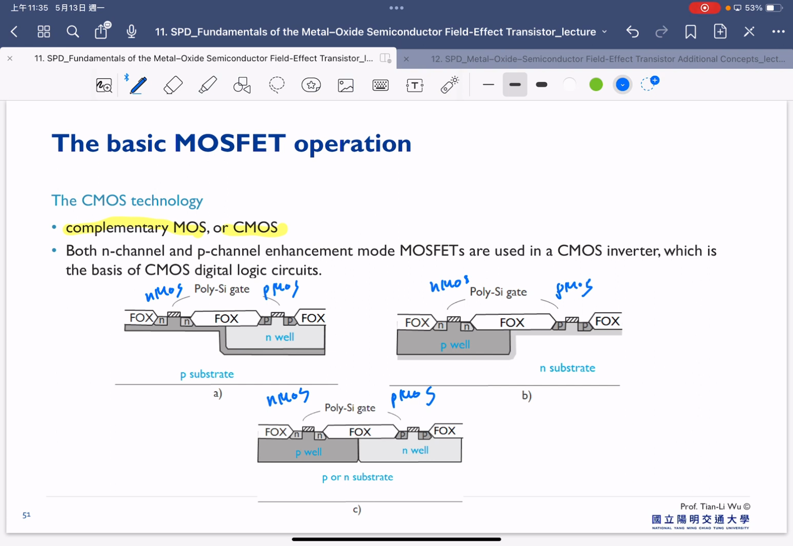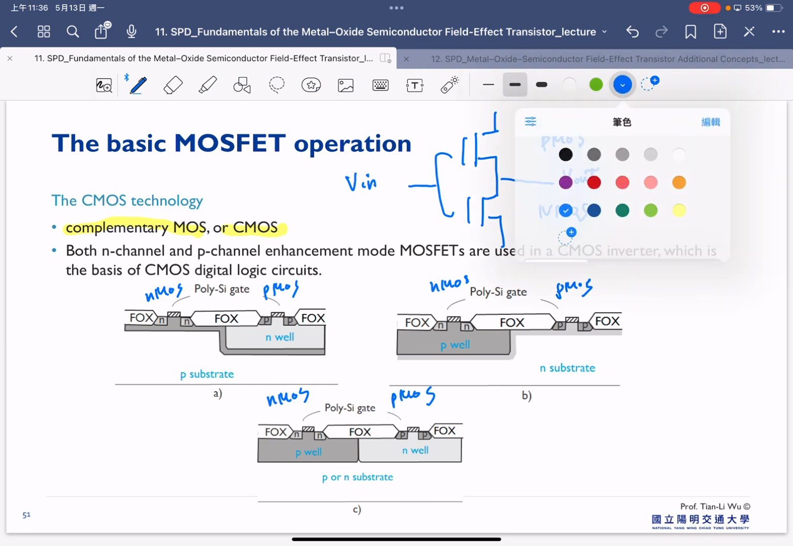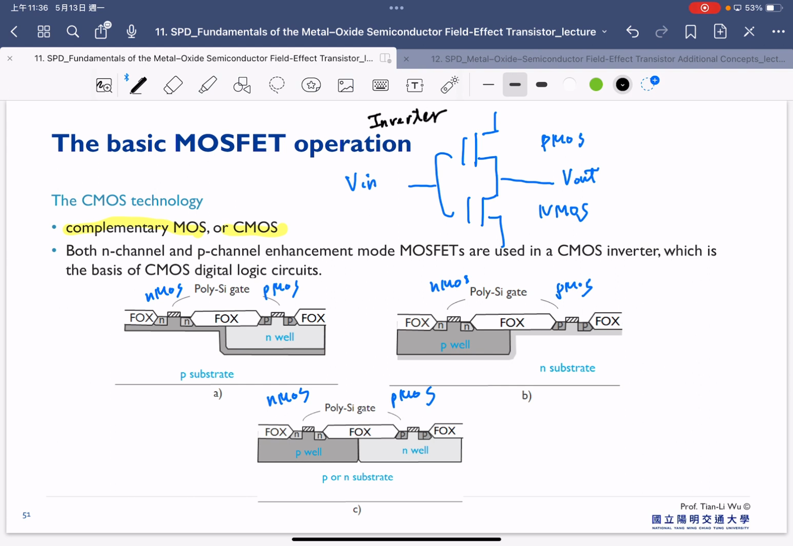But the most important thing for CMOS is to realize the inverter. In the upper part we have a PMOS, and in the lower part we have the NMOS, and we usually connect the gates together, that's V in. We connect the outputs together, that's V out here. And the main function for the CMOS is to realize the inverter. That means if we apply a digital signal as a 1, it will give us a result of 0. If the input signal is a 0, it will give us an output signal of 1. That's the main function we need for this inverter.